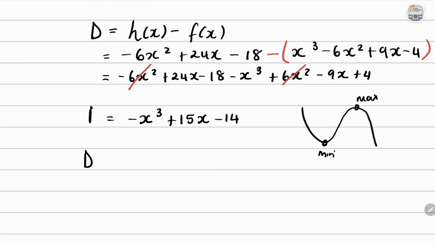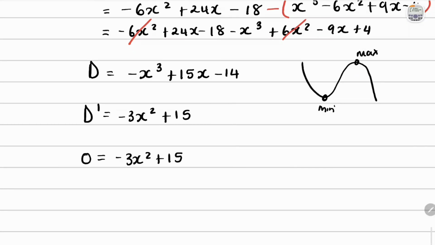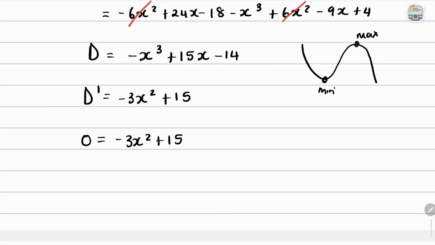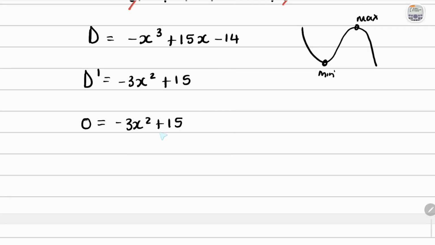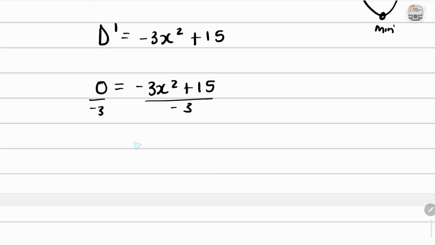Might as well call it d of x, but it's fine. d prime is equal to negative 3x squared plus 15. And then that's it. Then to find the maximum, you're going to set the derivative equal to 0. Negative 3x squared plus 15. Again, we're just trying to find whether the gradient is 0, because that's going to be a turning point. Then you can just divide both sides by negative 3 to make this simpler first. And now you have x squared minus 5 is equal to 0.